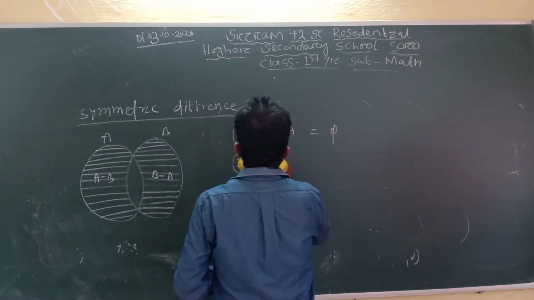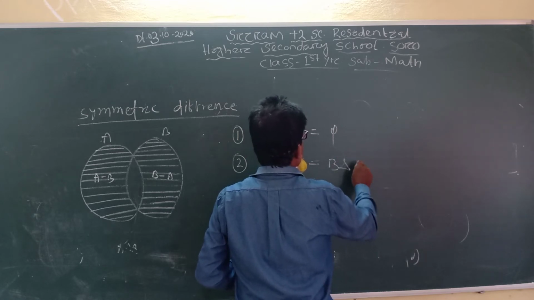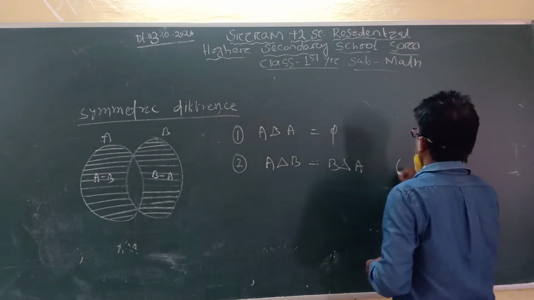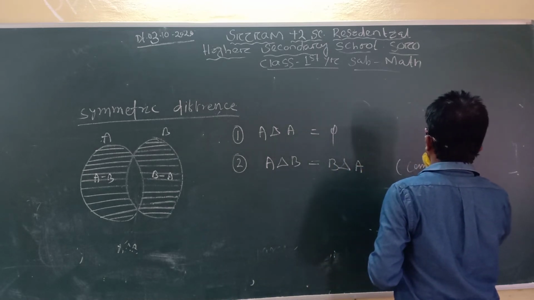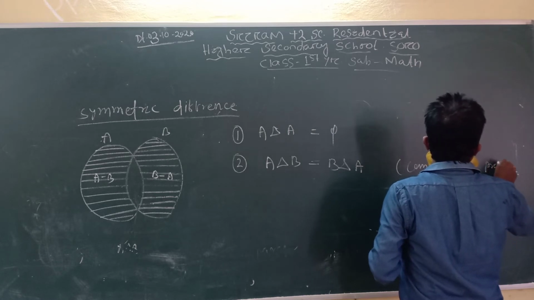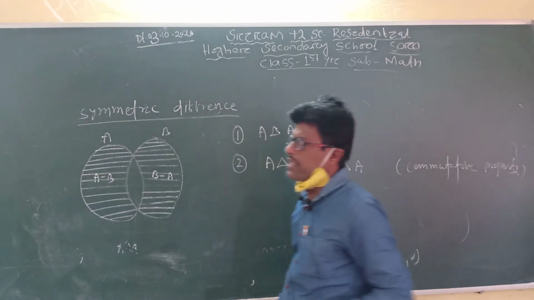Property 2: A delta B is equal to B delta A. A delta B is equal to B delta A. That is the commutative property.